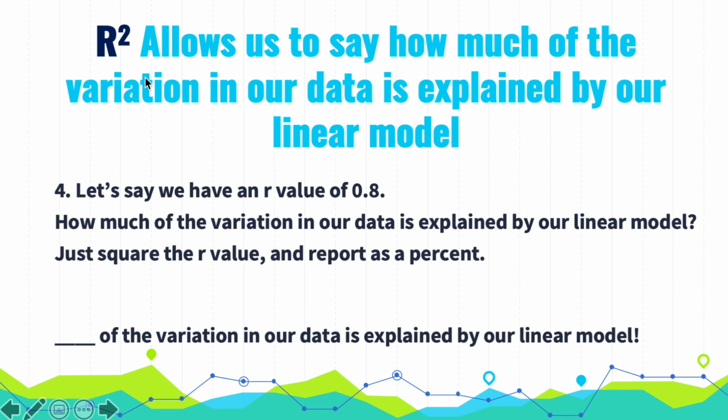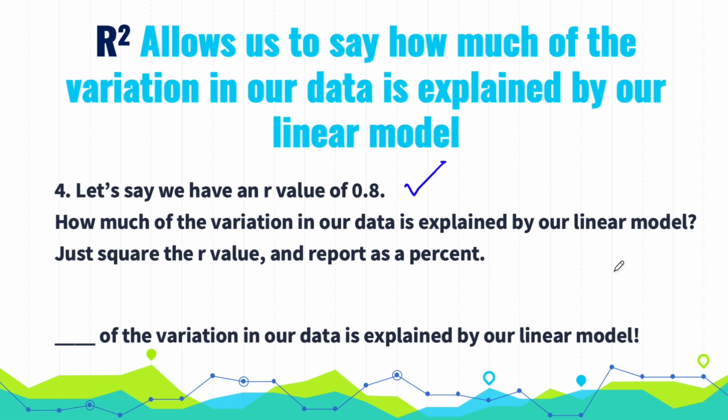Squaring the r value, the correlation coefficient squared, allows us to say how much of the variation in our data is explained by our linear model. So let's say we have an r value, a correlation coefficient of 0.8. Remember, it has to be between -1 and 1. And if we had an r value of 0.8, that's a pretty strong positive relationship.